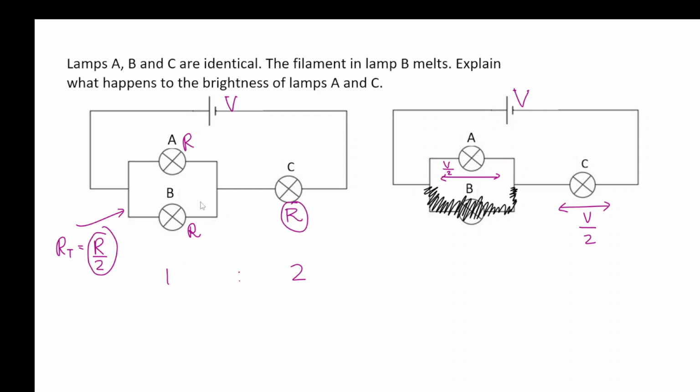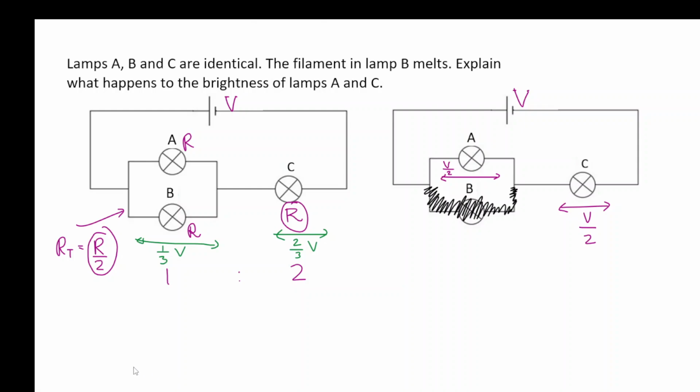Because V is equal to IR, the voltage will split such that it is proportional to the resistance. So the voltage across this one is 2/3 of V. The voltage across the other combination is 1/3 of V, so that it's in the ratio 1:2. Now, we can use this information to decide what happened to the brightness of lamp A and C.